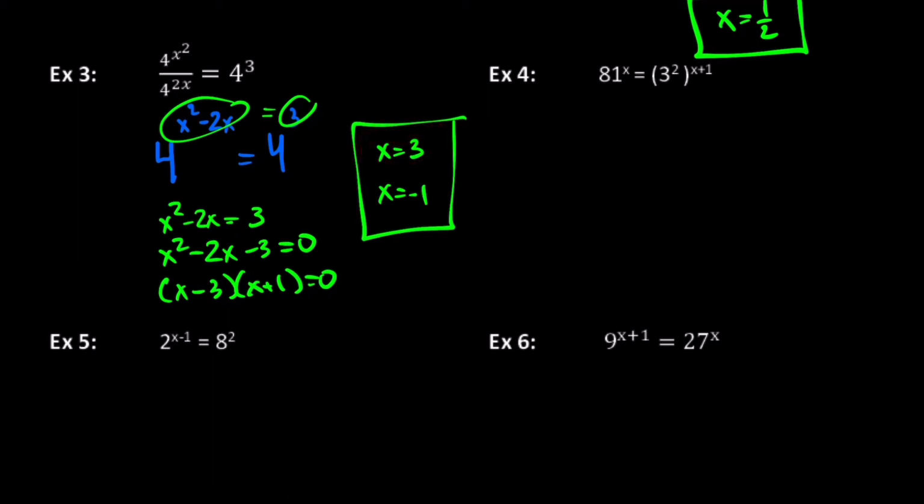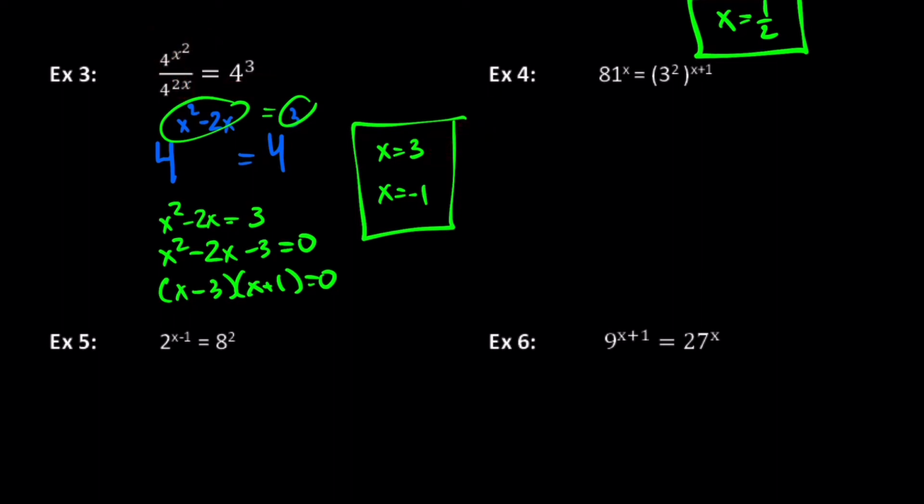What if x is 3? 3 squared is 9. 2 times 3 is 6. So I have a 9 here and a 6 there. If I subtract those, 9 minus 6, that would give me 4 cubed, which is what I have there. So I know that one works.